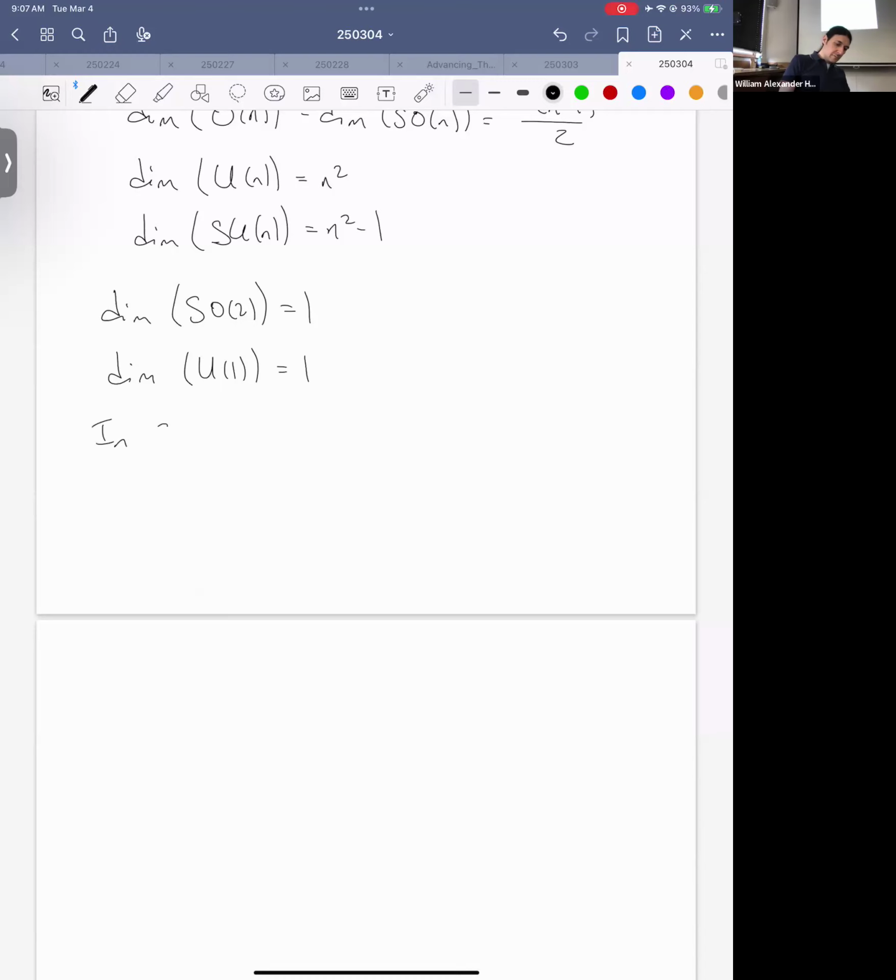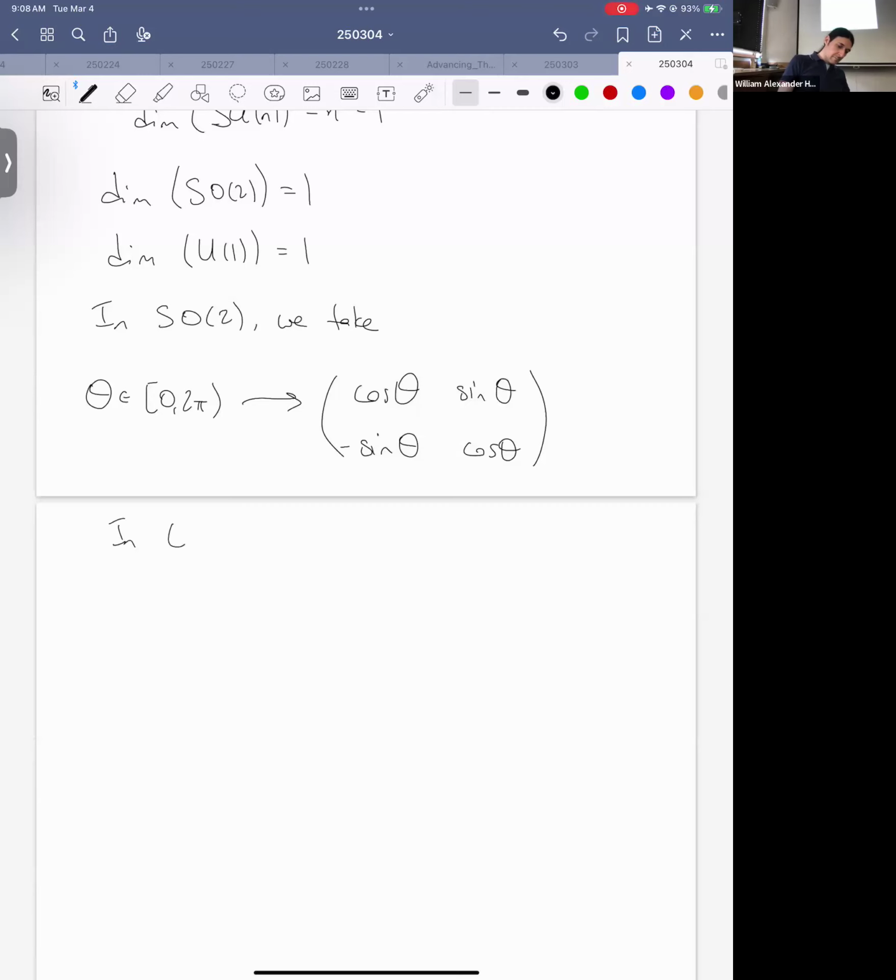So in SO2, we take the one real parameter theta to be an element of 0 to 2 pi. And that is mapped into a group element, which we said is cosine theta, sine theta, minus sine theta, cosine theta, a 2 by 2 matrix acting on a two-dimensional vector in the fundamental representation or defining representation of SO2.